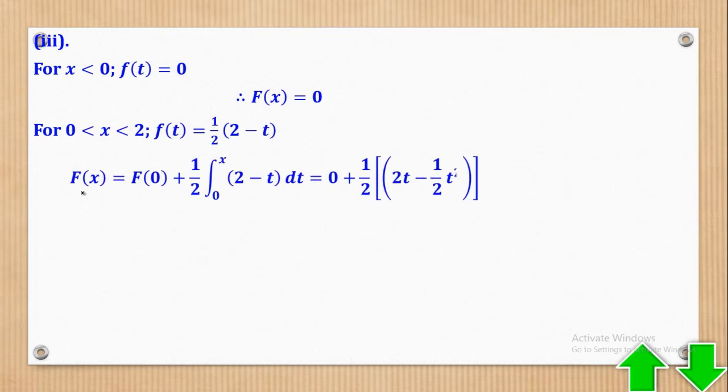Therefore, our F(x), remember we said integrate cumulatively, so what we do, F(0), substitute 0 in this expression, we will still get and put it there. Then you integrate from 0 up to a variable x of (2 minus t), this half is here. Now when I integrate, I'll be able to come up with this, and when I substitute the limits, I'll come up with that.